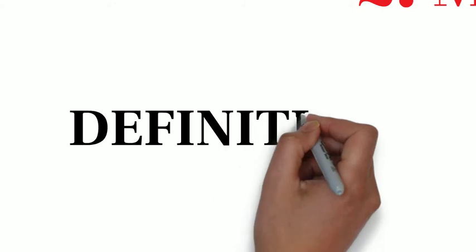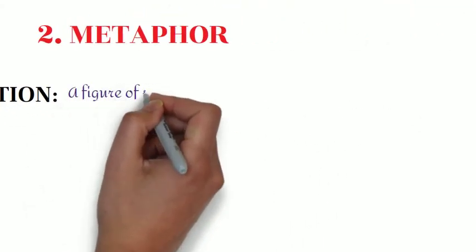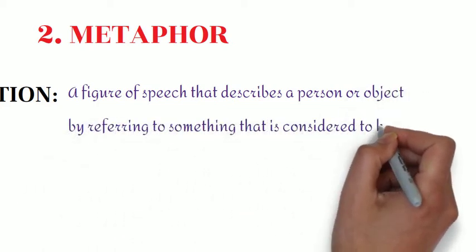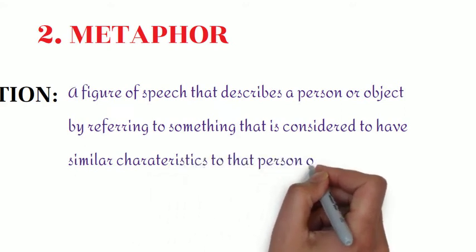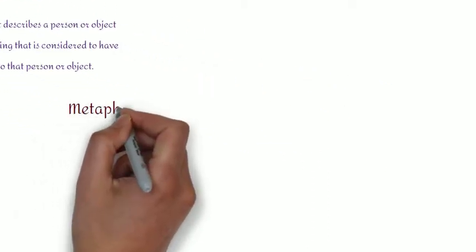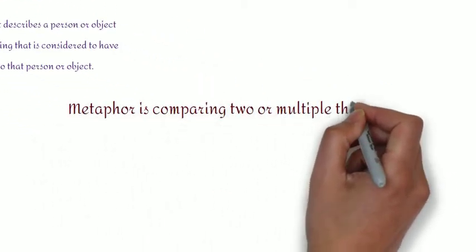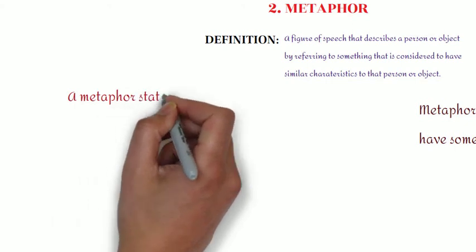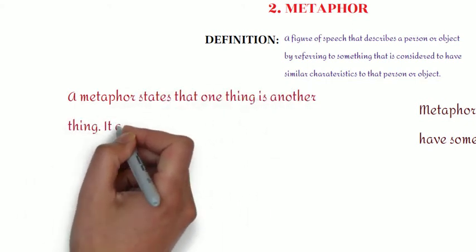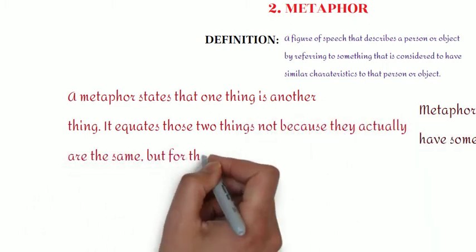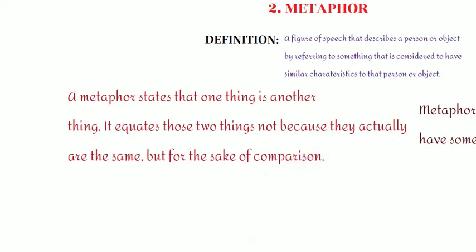Our second figure of speech is a metaphor. So, what's a metaphor? Metaphor is a figure of speech that describes a person or object by referring to something that is considered to have similar characteristics to that person or object. Like simile, metaphor is also used to make a comparison between two things that aren't alike but do have something in common. A metaphor states that one thing is another thing. It equates those two things not because they actually are the same, but for the sake of comparison.